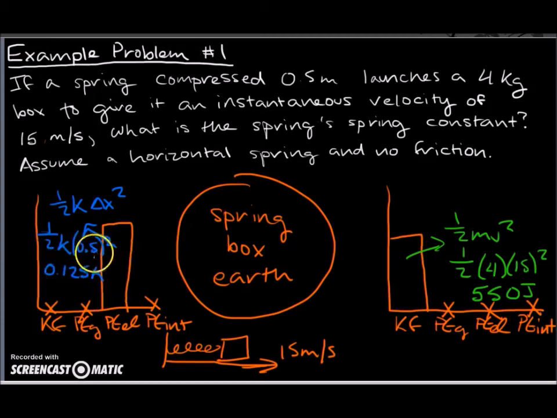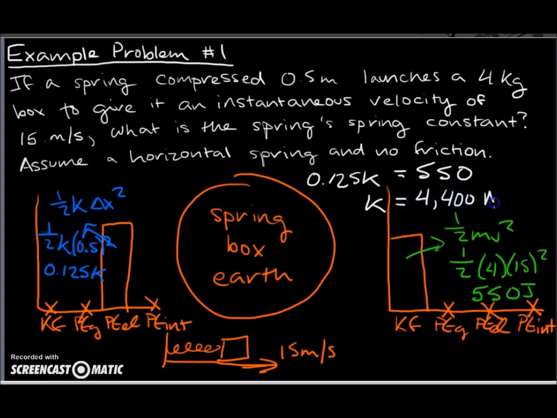And we know that because our elastic potential energy is the same thing as our kinetic energy in this situation, we can set them equal to each other and say that 0.125k is equal to 550. So now we just need to divide by 0.125 and we get that k equals 4,400 newtons per meter, which is a lot, but that's what we got.